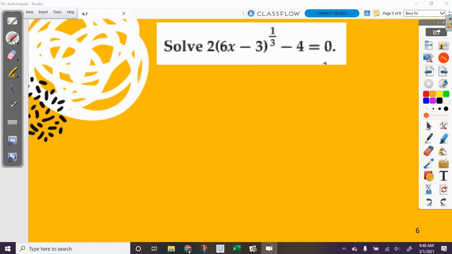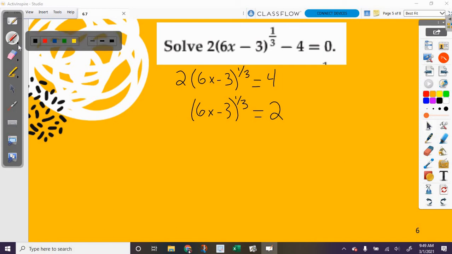Well, in this case, my 1/3 is acting in the place of my radical, so that's what we need to get by itself. So my first step is going to be to add 4 to both sides, then divide by 2 on both sides, and we get 2 on the right-hand side. So notice, though, that everything inside of my parentheses is being raised to that 1/3 power. So we can't add 3 or divide by 6 until we get rid of that 1/3.